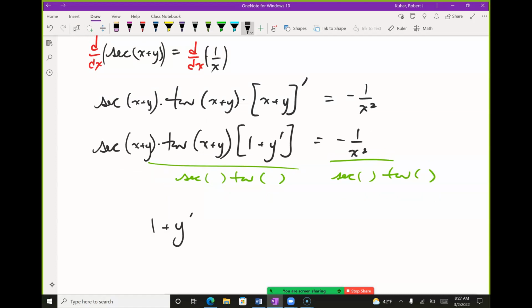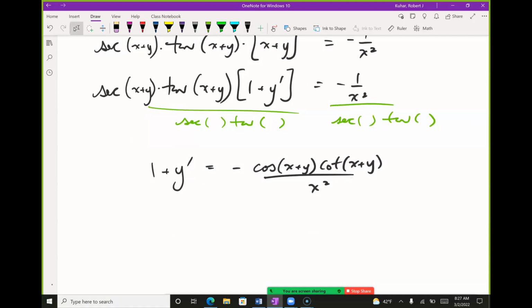So I get 1 plus y prime equals, well, if I do a reciprocal of secant, I get cosine, and a reciprocal of tangent, I get cotan. So I get minus cosine of x plus y times cotan of x plus y all over x squared. Hopefully everybody's okay there. And now I'm going to subtract 1 from both sides, right?